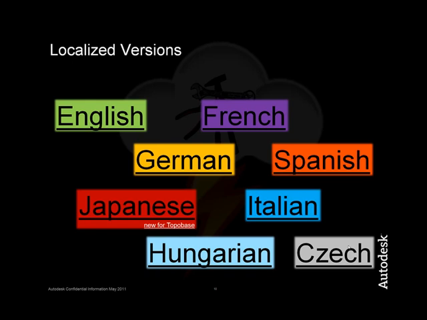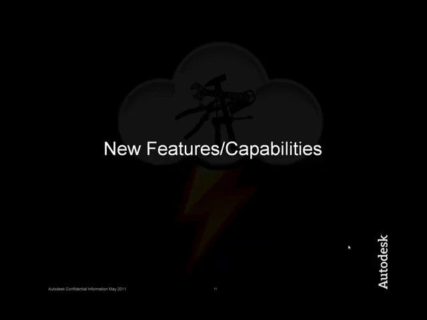Besides the existing localized versions of MapGuide and Topobase, in Autodesk Infrastructure Map Server 2012, there is a Japanese version, which is new for Topobase. Next, we are going to talk about the new features and capabilities.